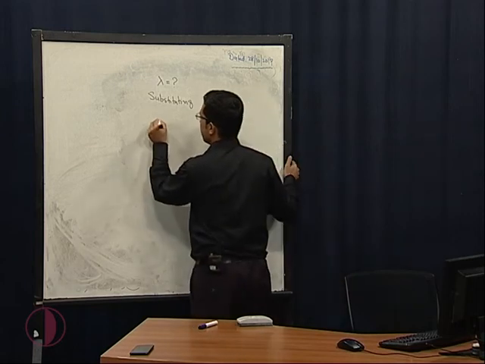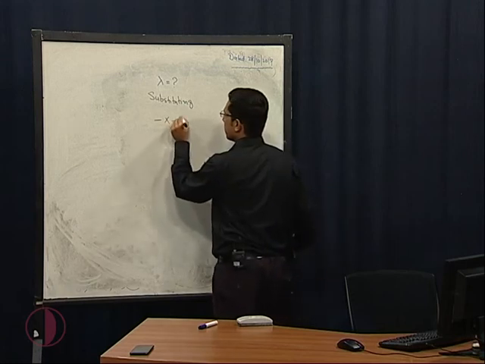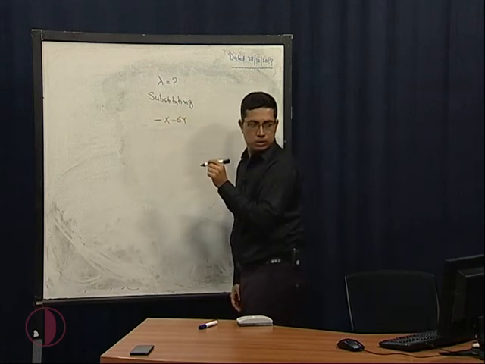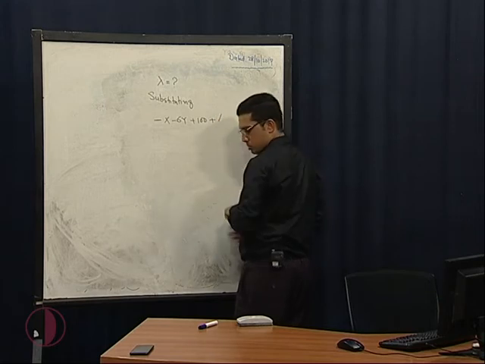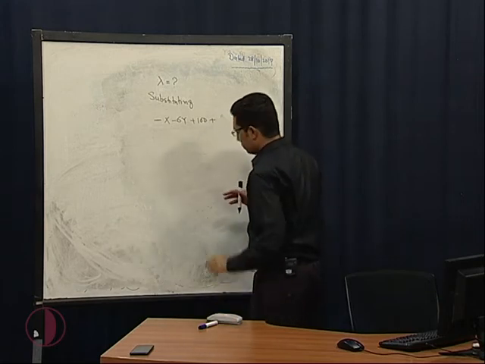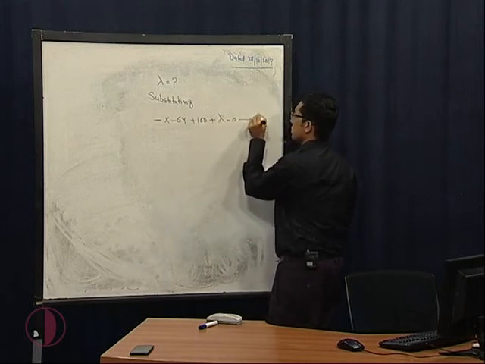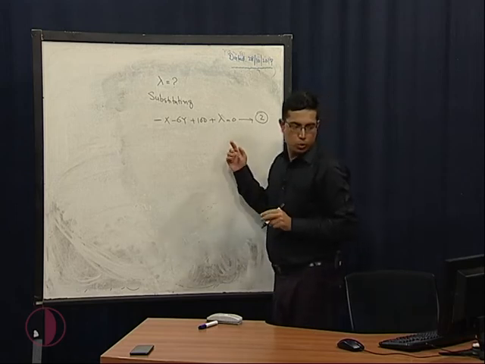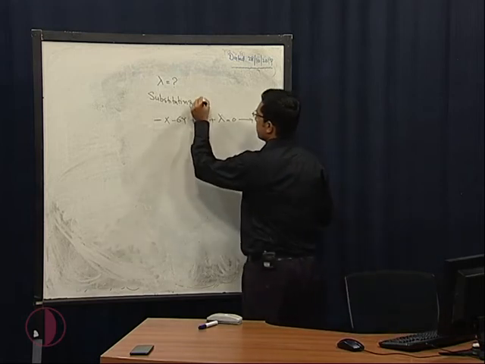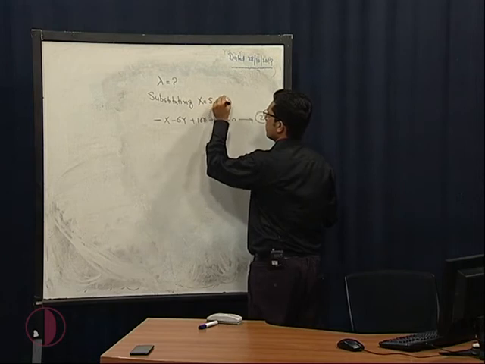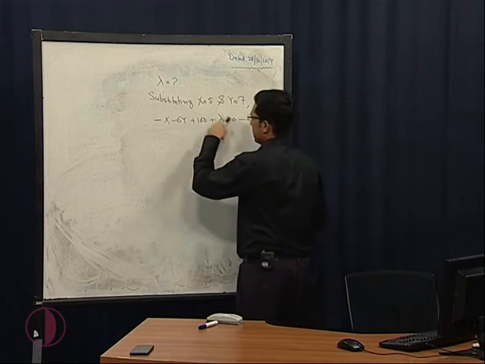The equation 2 is minus x minus 6y plus 100 plus lambda equal to 0. This was the equation 2. So for lambda we are substituting x is equal to 5 and y is equal to 7 in equation 2. Let me substitute x as 5.